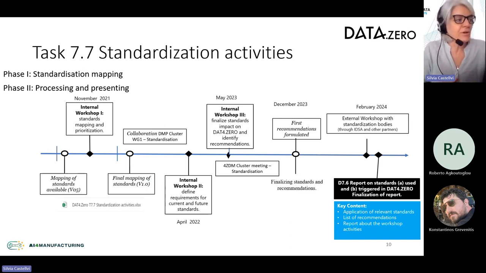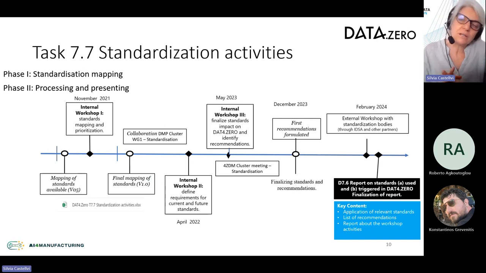And in the second phase, here you can see more in detail the activities that we have developed in the second phase of the project, starting at the end of 2021. We have processed all the information and presented the results through different activities. You can see here that we have organized 3 internal workshops in order to share with the partners how to address standardization activities in the projects, in order to get information from partners regarding standards implementation. And then we have also organized a workshop in order to identify the impact of standards in the project and recommendations for future standardization bodies.